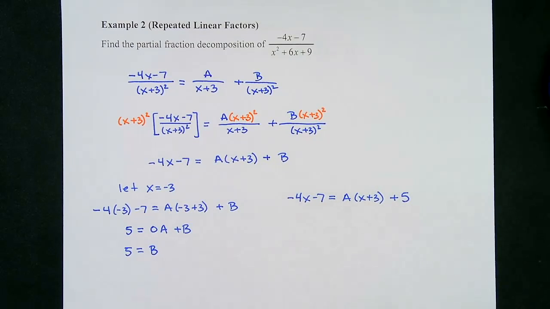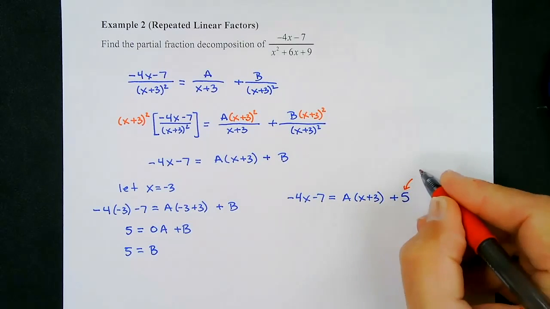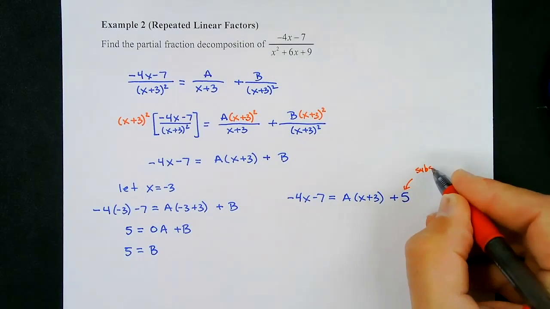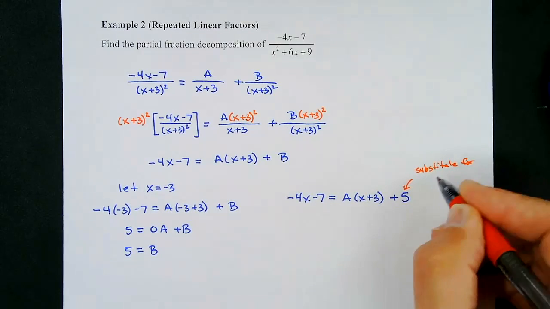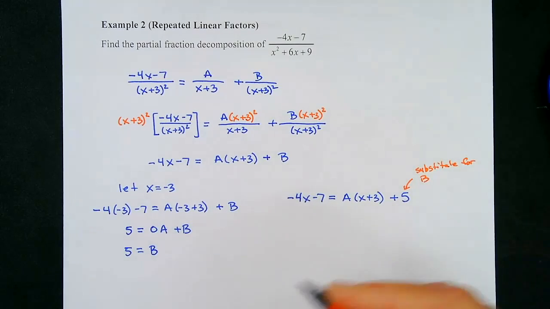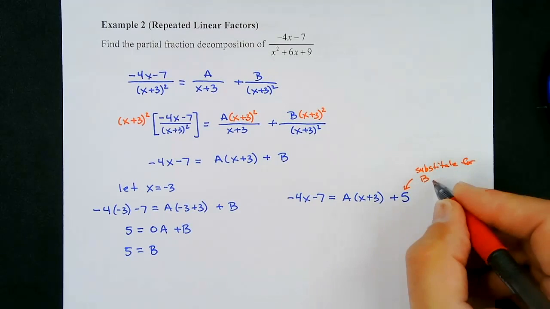So you actually can pick any x value. All right. So we want to substitute for b. That's what we did here, right? We substitute for b. When we can't get rid of it, like we did in the last problem, we substitute for b and pick any x value.